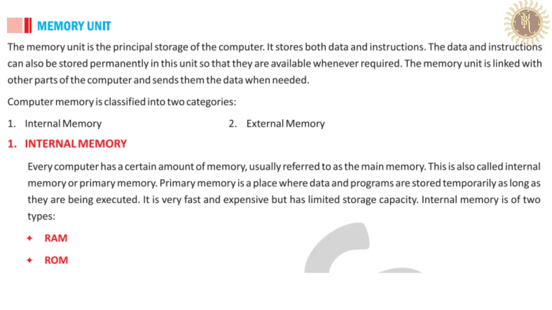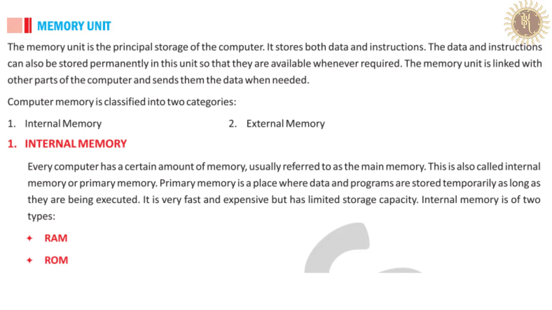Computer memory is classified into two categories. 1. Internal memory. 2. External memory. 1. Internal memory. Every computer has a certain quantity of memory, normally known as the principal memory. This is also referred to as internal memory or primary memory. Primary memory is an area in which statistics and programs are stored temporarily as long as they're being executed. It is very fast and expensive but has limited storage capacity.